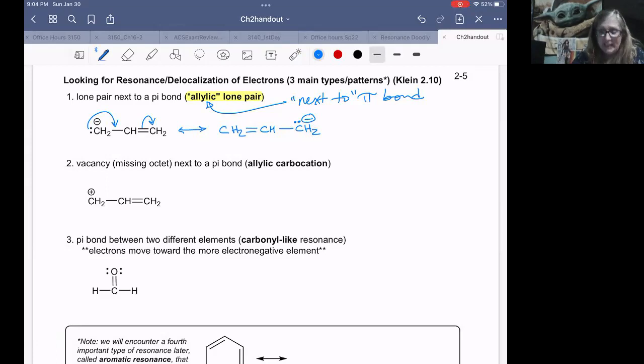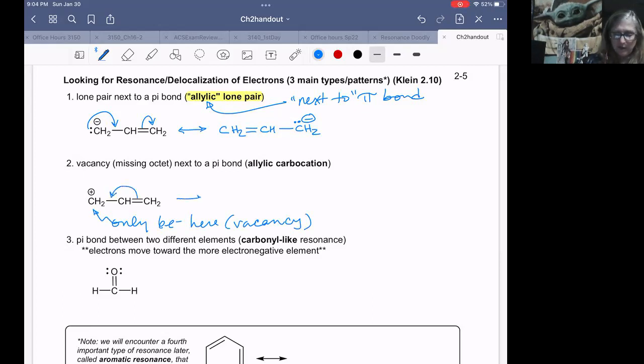Another possibility is to have in the allylic position a missing octet, a vacancy. When are we going to have that? Typically when we have a carbocation is the most common way we're going to have something that's missing an octet. So this carbon, there's only 6 electrons here total. That's a vacancy. That means it can handle having electrons add to it, and that's exactly what's going to happen. This pi bond is going to shift over to the other side to fill in that vacancy.